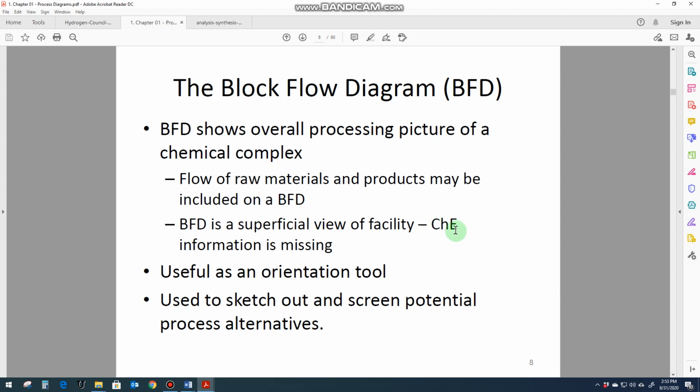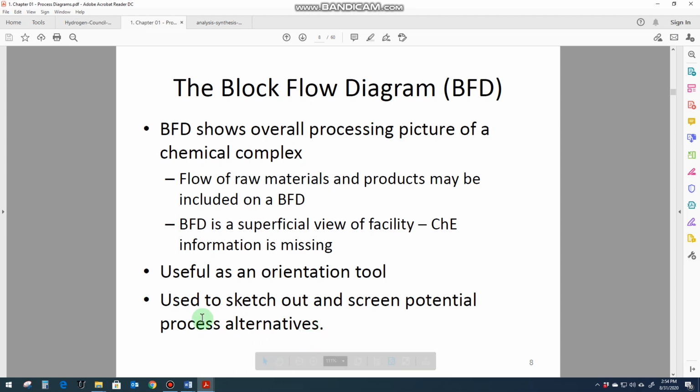It will not include any of the engineering design. Okay, it is useful as an orientation tool. Okay, so if you just want to give a very quick overview of a process, we usually use the BFD. Okay, then it is used to sketch out and screen potential process alternatives. As you know, for making any product, there could be different routes that can be used to get the same product. So block flow diagrams can be used to represent different process alternatives.